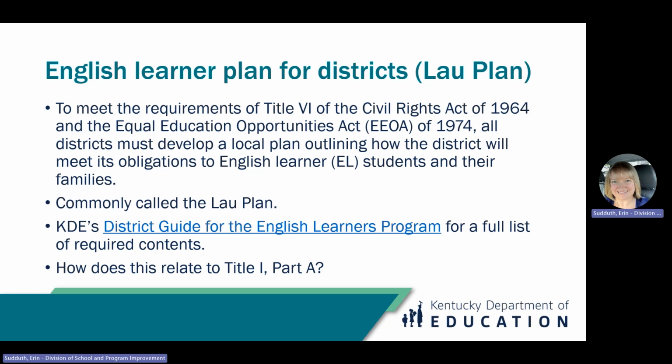The district must provide identified EL students with appropriate language assistance services, which are sound in theory and effective in practice. Now, your district may refer to this plan as something else, maybe the district EL program plan. The important thing is that all of the required information has been included in the plan. You can reference KDE's district guide for the English Learners program for a full list of required contents. And specific questions about the Lau plan and its contents can be sent to our Title III EL program consultants. So how does the Lau plan relate to Title I Part A?